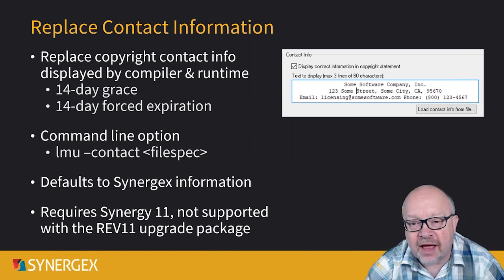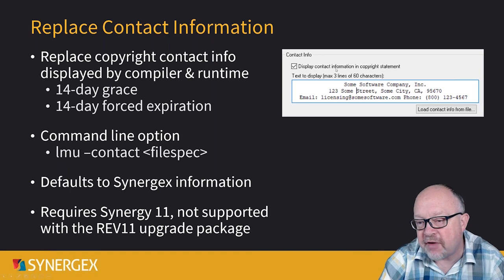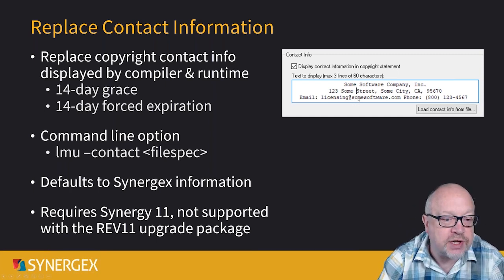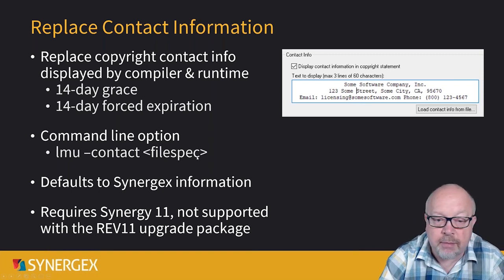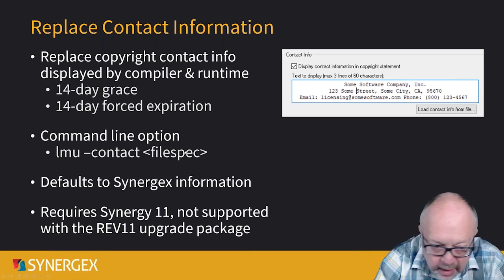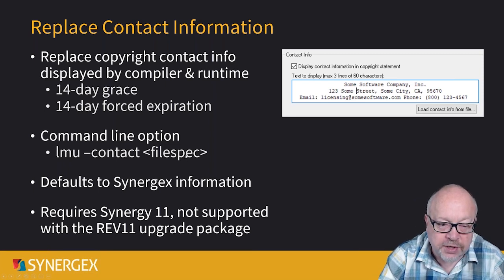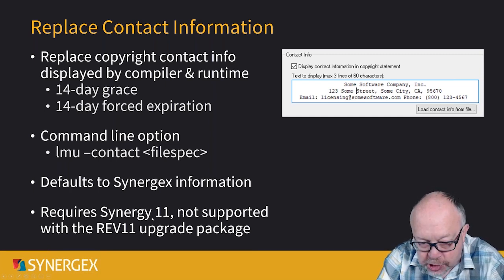Okay, I guess I forgot these slides were here. So there's just an example of using that contact info to update the information that's displayed. Again, you can also do it via the LMU utility. To do it with LMU, you essentially put the information you want to use into a text file, and then you use the new LMU-contact and name the text file that contains that contact information. That will implement that change in that command line environment for you. And again, this does require Synergy 11, not just the REV11 upgrade package.